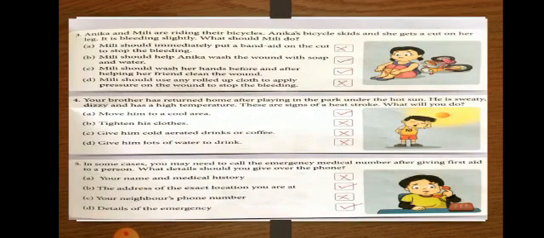Next situation, Ankita and Millie are riding their bicycles. Ankita's bicycle skids and she gets a cut on her leg. It is bleeding slightly. So what should Millie do? Millie should immediately put a band-aid on the cut to stop the bleeding, or Millie should help Ankita wash the wound with soap and water. Millie should wash her hands before and after helping her friend clean the wound. And Millie should use any roll-up cloth to apply pressure on the wound to stop bleeding.